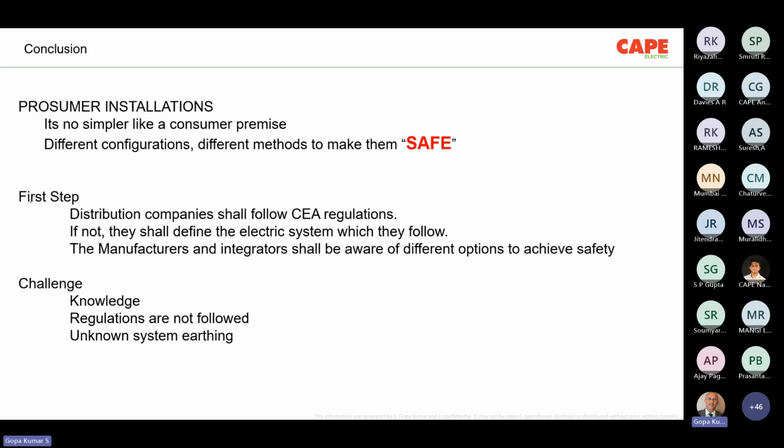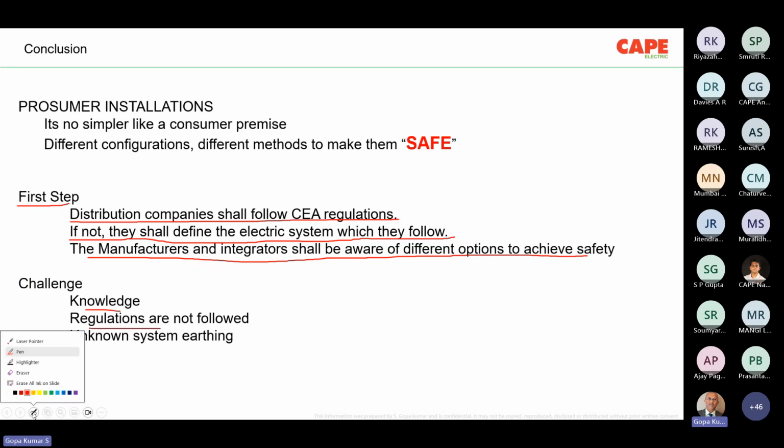The first step as an improvement should be that the distribution companies follow CEA regulations strictly. If this is not followed, of course, you will end up with danger. If not, they shall define the electrical system which they follow. If any distribution company doesn't want to follow the CEA regulation, they have to define what system they are following. Accordingly, the connected PEI can decide the type of installation. The manufacturers and integrators shall be aware of different options to achieve safety. Why I put this point is I was interacting with several integrators, and if we ask this question, mostly the answer is not known. The challenges here are knowledge, regulations not being followed, and unknown system earthing.